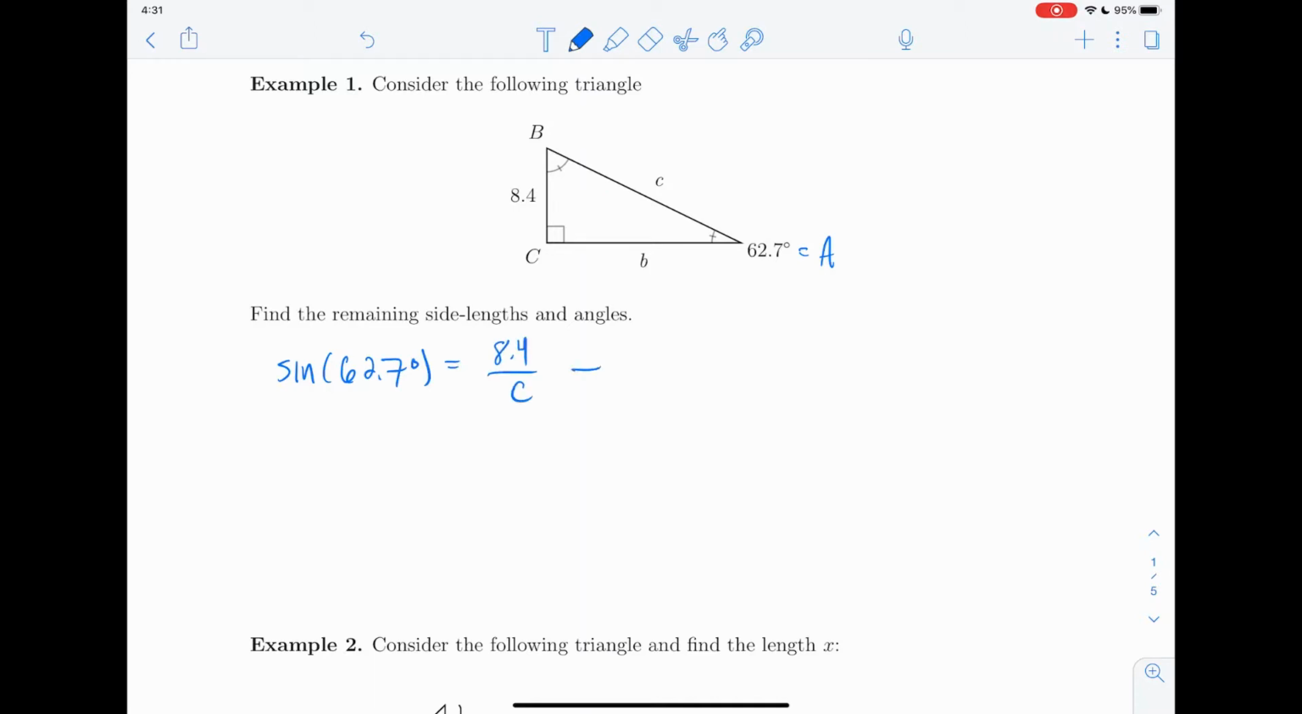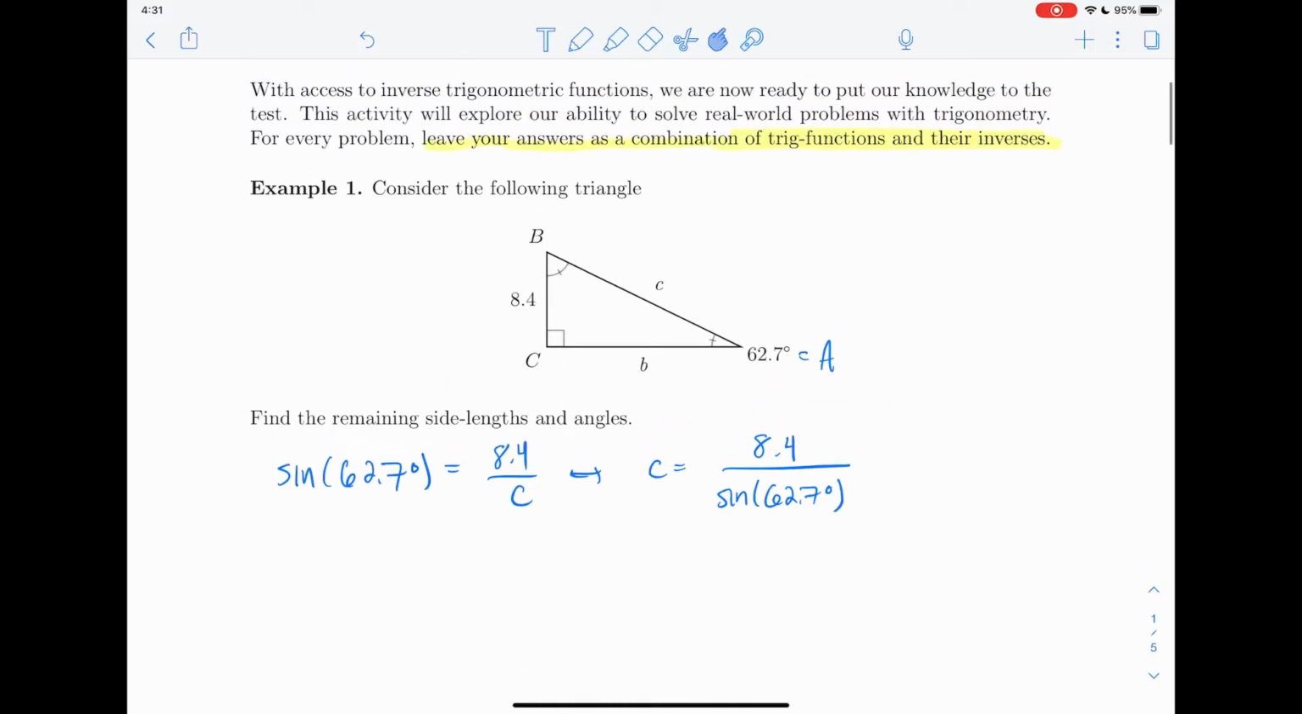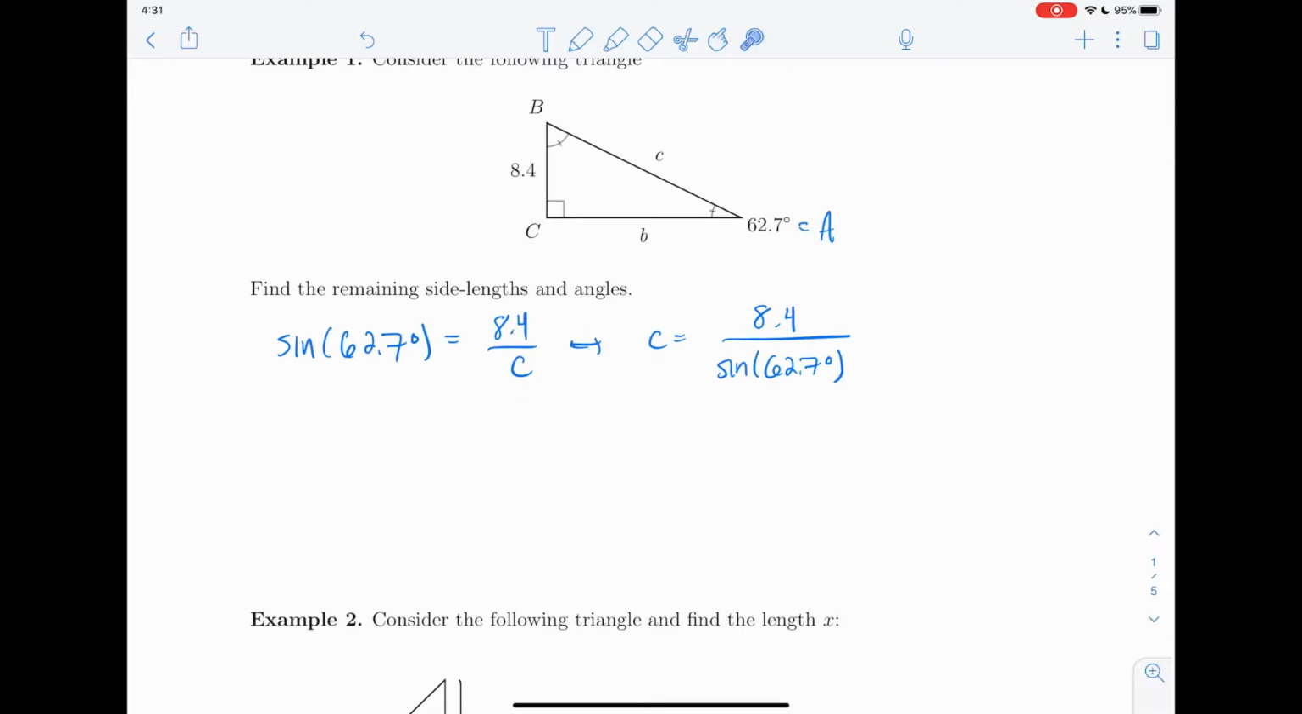And if we solve for c here, we'll get that c is equal to 8.4 over sine of 62.7 degrees. Now if you had a calculator, you could actually compute what this value turns out to be, but again, for our purposes in this class, this is going to be a more than sufficient final answer. This is an answer involving trig functions. So this is how we found c.